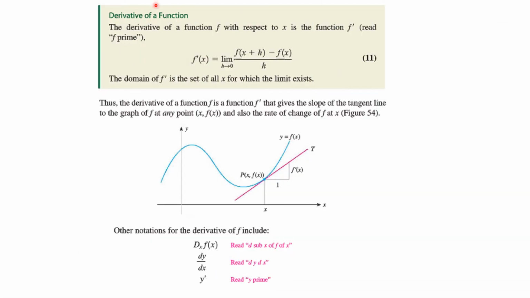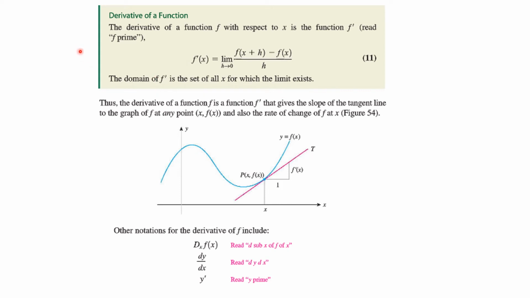This is so important we give it a name, and this is the derivative of a function. The derivative of a function f with respect to x is the function f prime, where f prime of x is equal to this limit. The limit is h goes to 0 of f of x plus h minus f of x, all divided by h. The domain of f prime is a set of all x for which this limit exists.